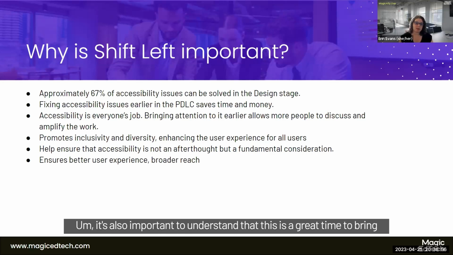It's also important to understand that this is a great time to bring your teams together on accessibility, because as we've talked about many times before, accessibility doesn't belong to just one person. So when you start involving different team members earlier in the conversation, you as an advocate are also increasing awareness around accessibility as you're going through each stage of the product development lifecycle.